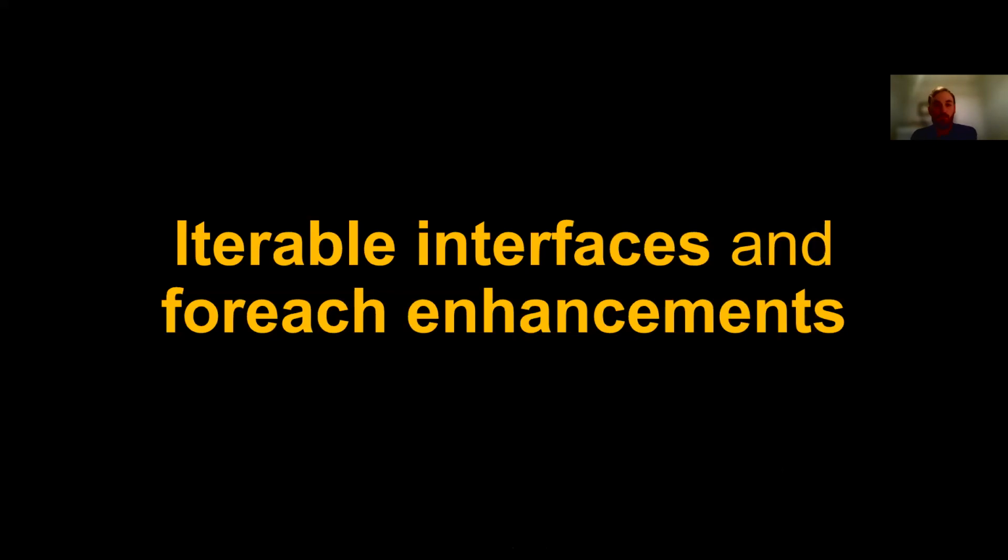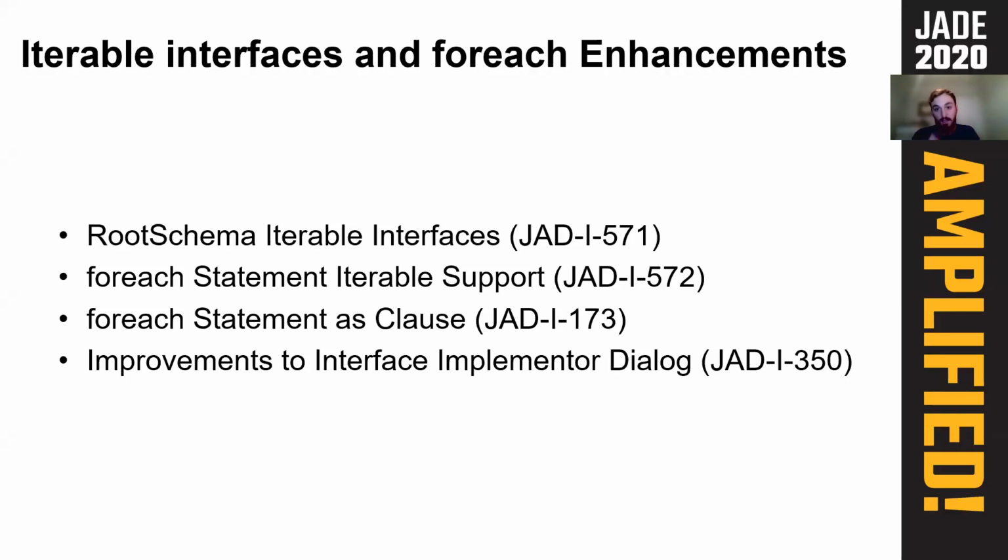So today I'm going to talk to you about some new interfaces we've introduced in the root schema and some language enhancements we've made to the foreach statement in JADE 2020. In this section, I'll be covering off 4 JADEs that we've completed, these being the new root schema iterable interfaces, enhancements to the foreach statement to support the new interfaces, the new foreach as clause, which I'll explain a bit later in more detail, and I'll also be covering off some improvements we've made to the interface implementers dialog.